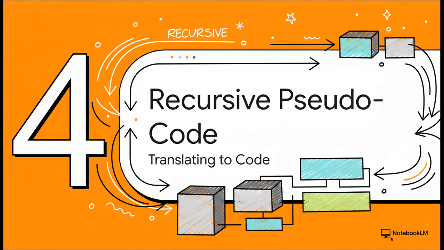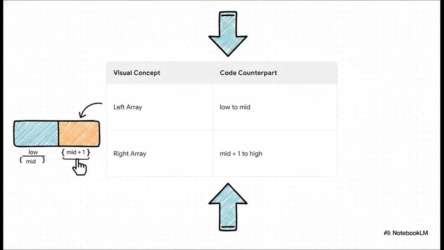All right, let's look at part 4, the recursive pseudocode. As you can see mapped out here, our visual left array is simply dictated in the code by looking at the index range from low to mid. Meanwhile, the right array handles the index boundaries from mid plus 1 to high. I want to reiterate, we are strictly playing with pointers on the exact same original data structure.